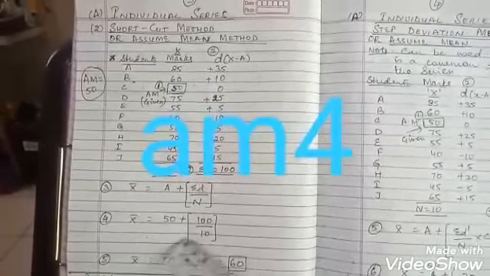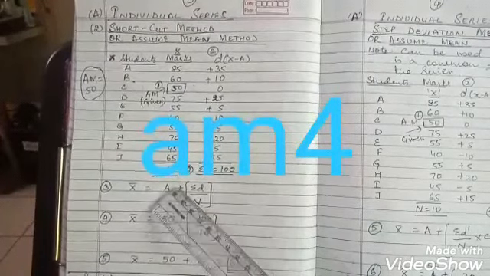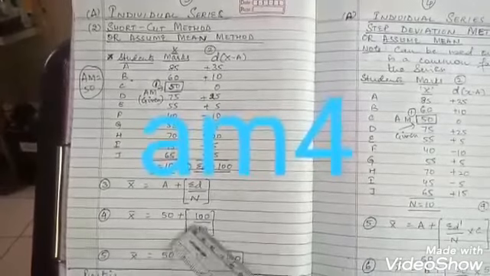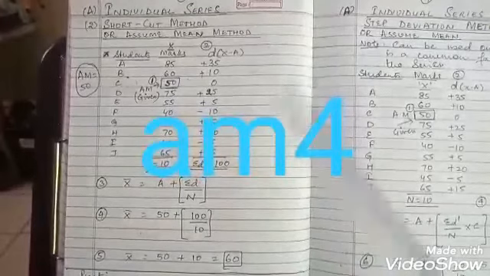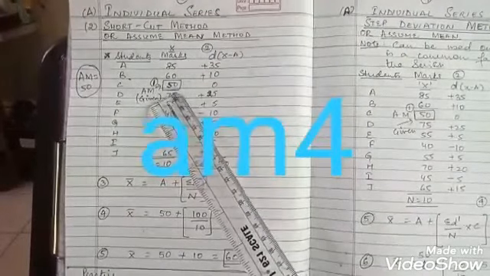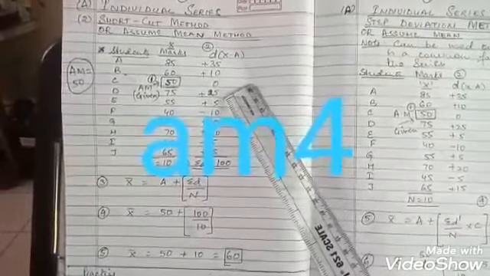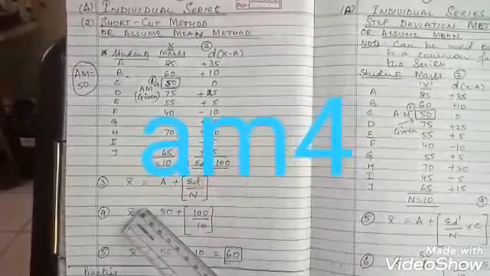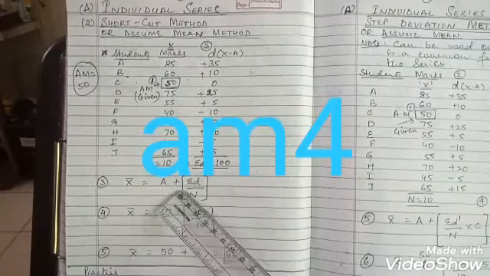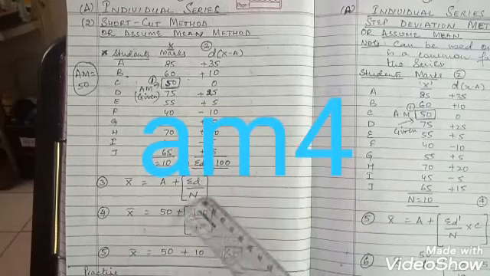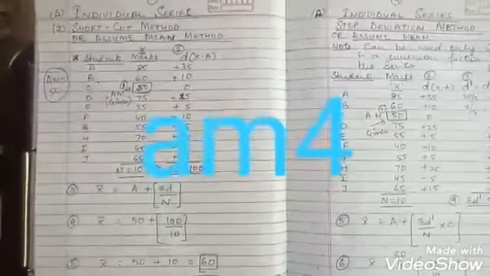So a is 50. Your sigma d is 100. Your number of items are 10. So 50 plus, I have solved this here, 10, and it is 60. So I repeat, assume mean will be given to you, 50. The next step is finding d. D is x minus a. Do not ignore the sign. Total up the d. Sigma d has come. That is called summation d. Then you will find x bar is equal to a plus sigma d upon n. Substitute the values and you get the answer as 60.